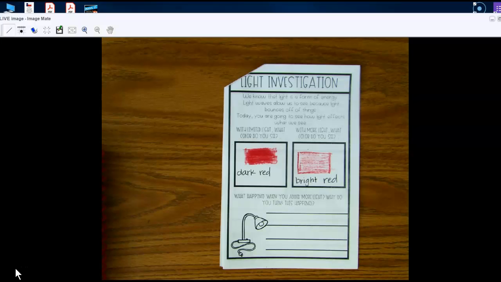What about our yellow popsicle stick? Yellow, right? Bright yellow. Dark yellow. Bright yellow. See the difference? Dark, bright. Dark, light. One more thing.